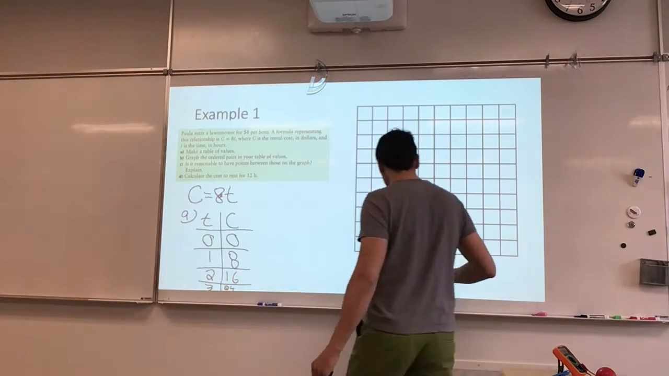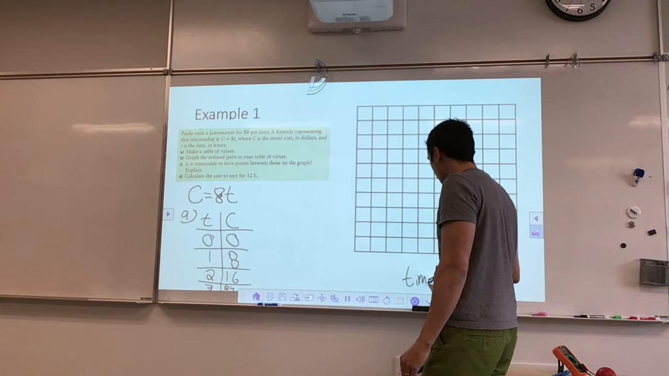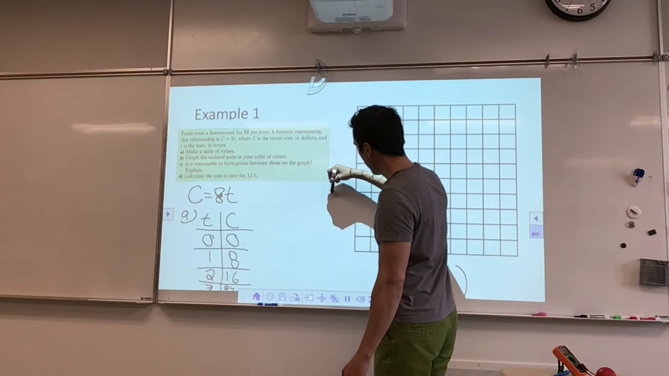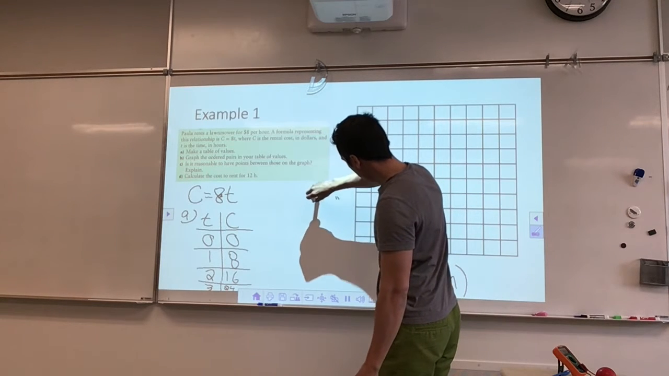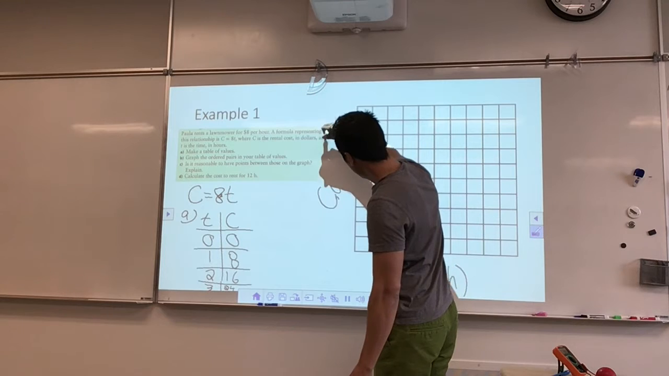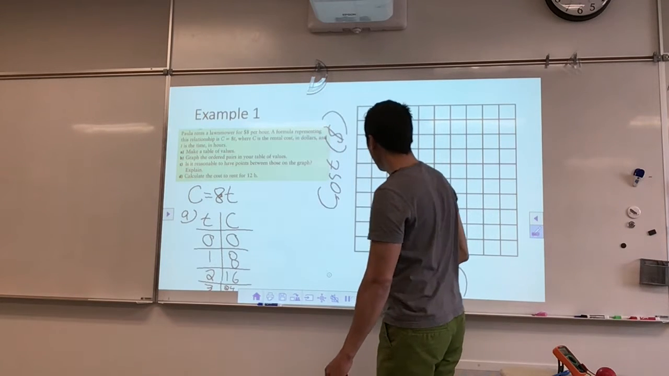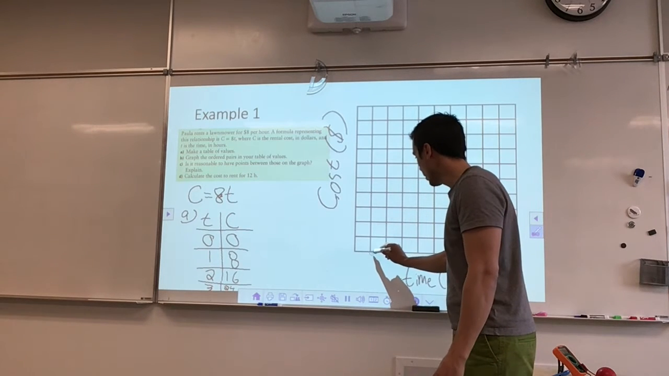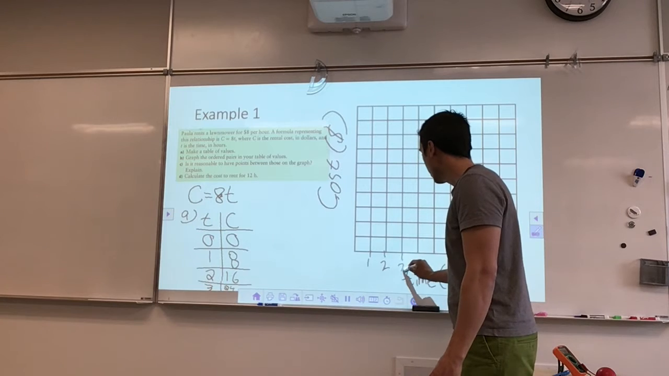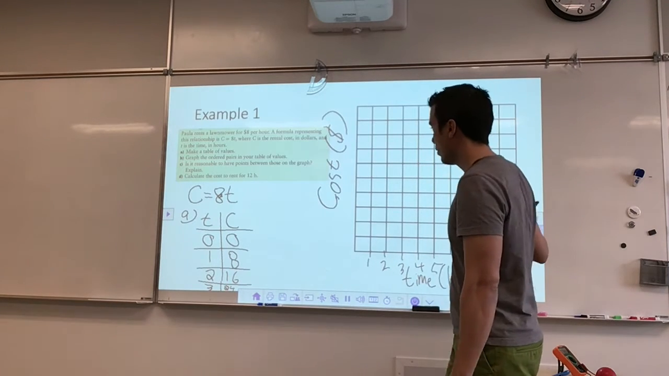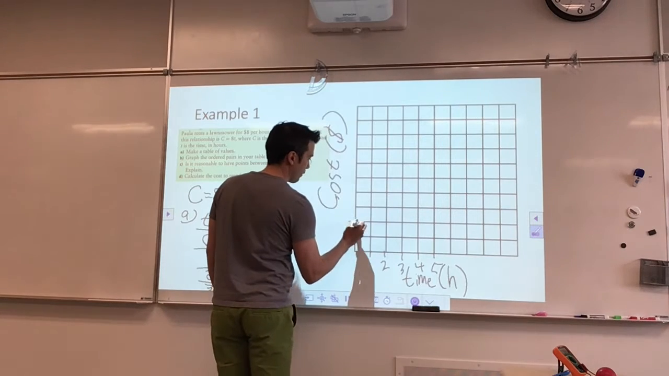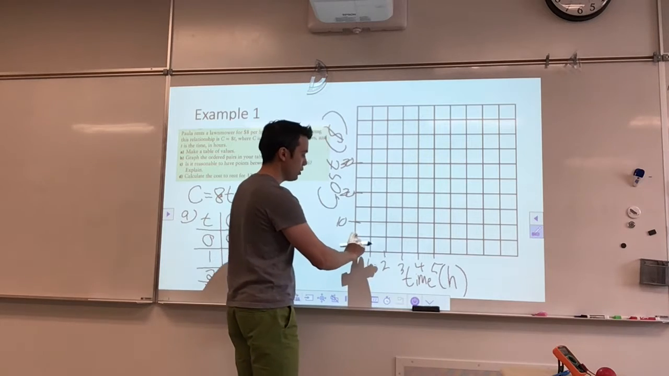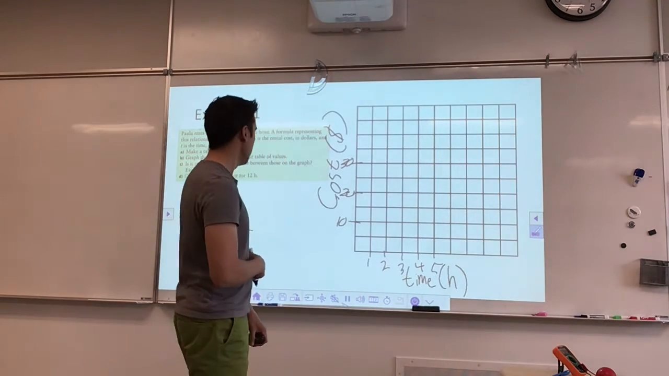I have time on my x-axis, time in hours, and I have cost here in dollars. Here I'm going to start labeling this: 1, 2, 3, 4, 5, and so on. I might just go by 5s on this: 10, 20, 30. Each increment is 5, but I just labeled every second one.